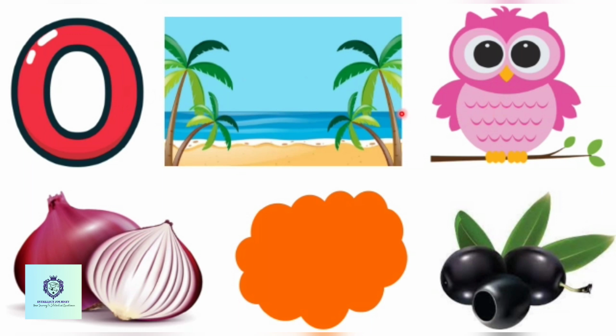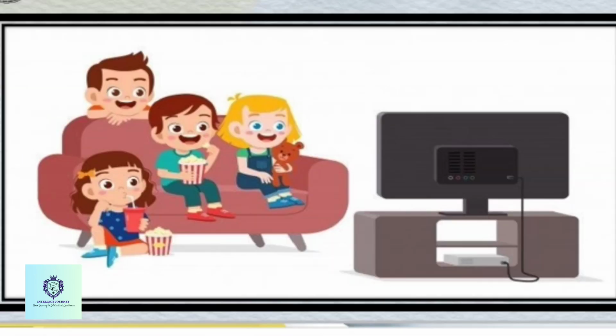Let's repeat one more time. Ocean. Onion. Orange. Olives. Old. The beginning sound of all these words is o. Let's watch a video.